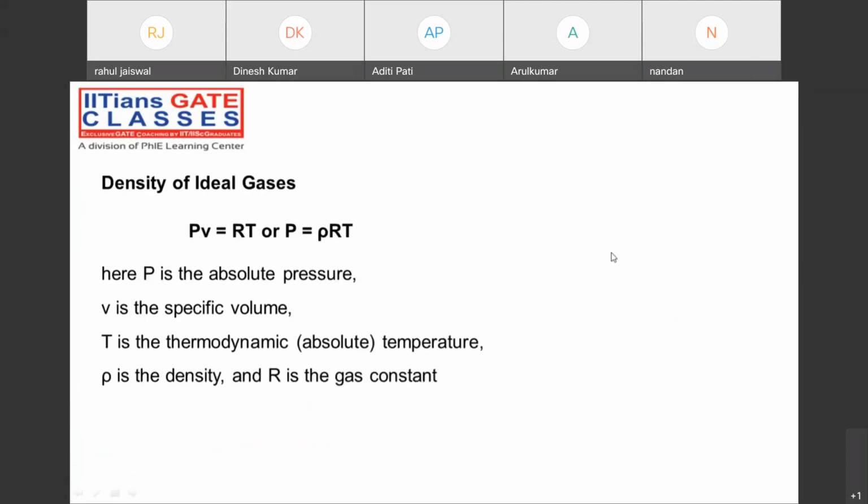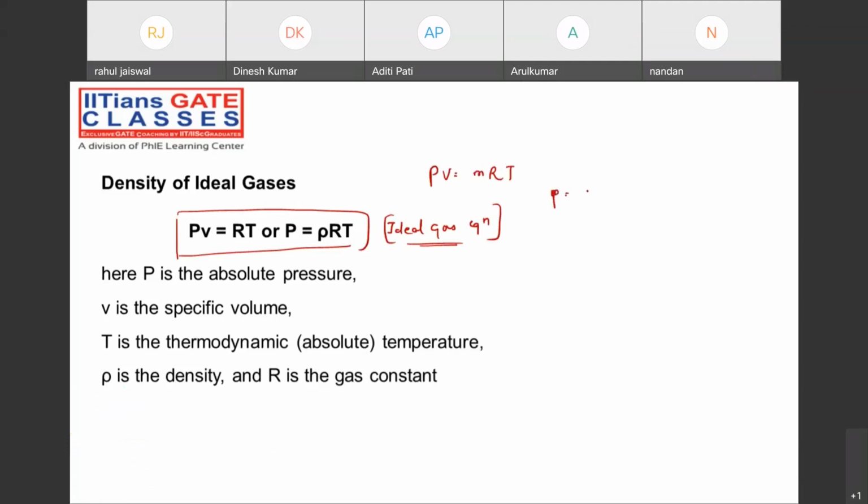Now note down the density of the ideal gas. This is the ideal gas equation we have: PV equals mRT. If I say P equals m by V into RT, we get P equals rho RT. But the equation is not important, all of you might know the equation. The main thing is, what is P? Absolute pressure. It is not a gauge pressure, it is not a local pressure, it is an absolute pressure. Please note down, very important.